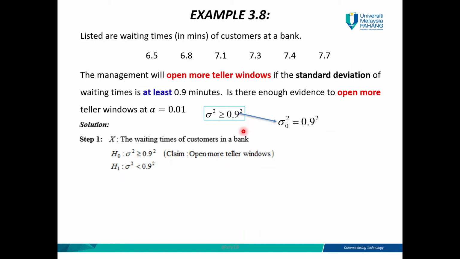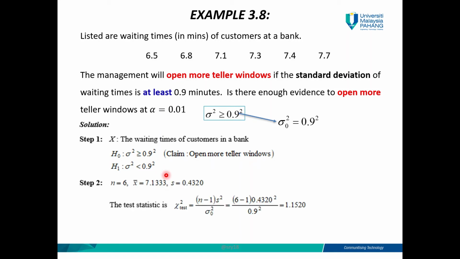In this case, because the expression used has an equal sign, that means this belongs to the H naught, the null hypothesis. And then your H1 is less than. This is the pair for greater than or equal, which is less than. Alright, so this is your first step class. Sigma square greater than or equal to 0.9 square, sigma square less than 0.9 square.